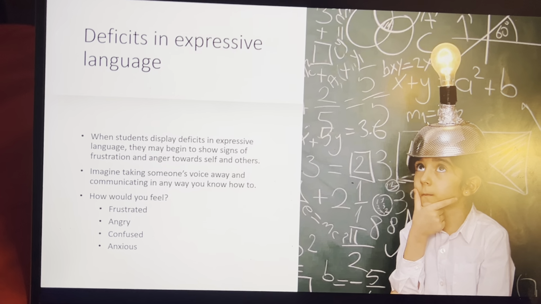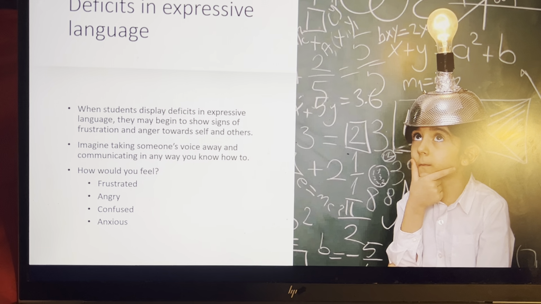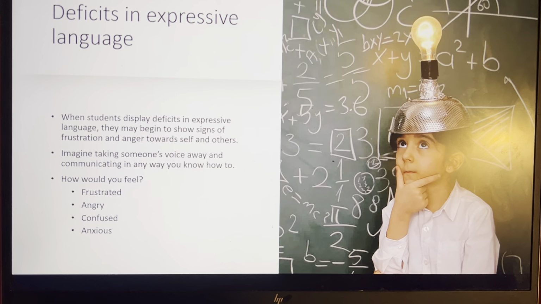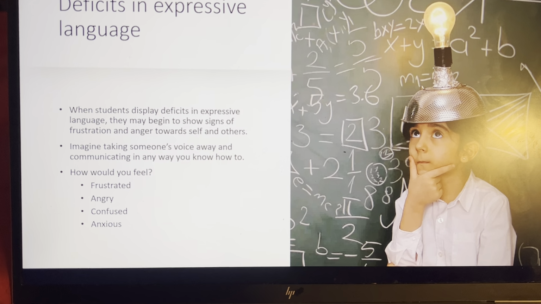Deficit in expressive language. When students display deficits in expressive language, they may begin to show signs of frustration and anger towards self and others.